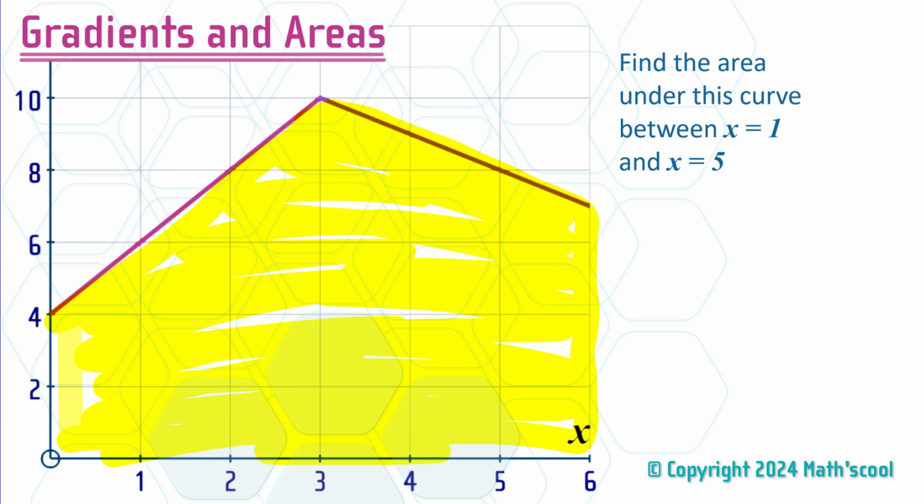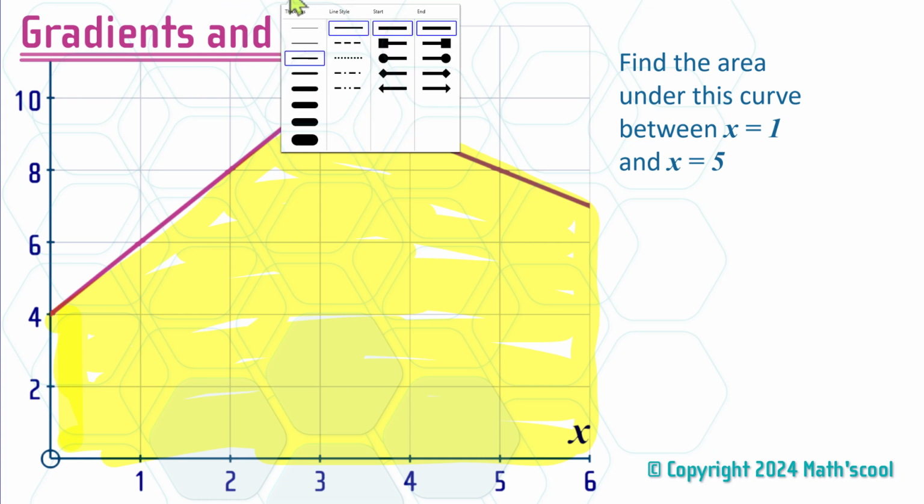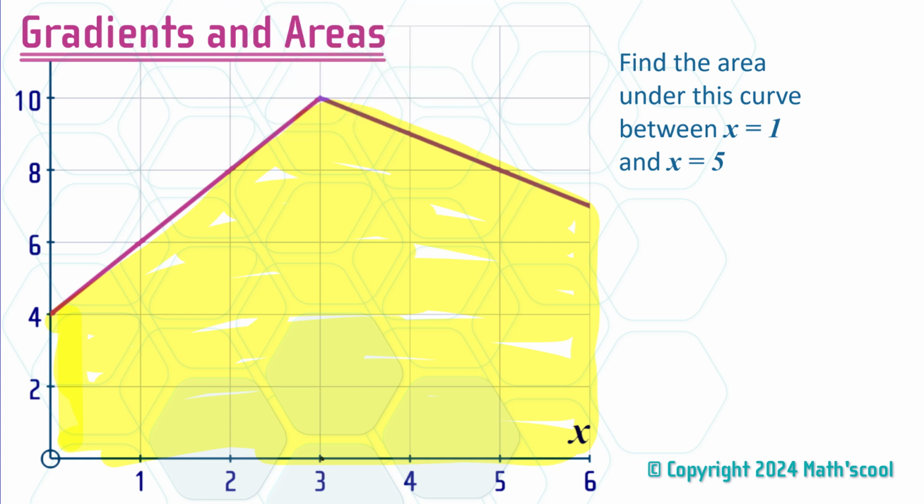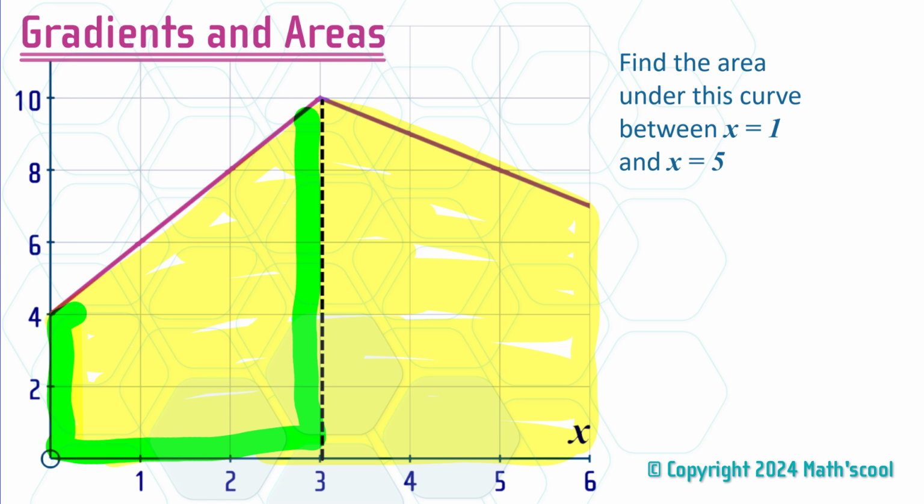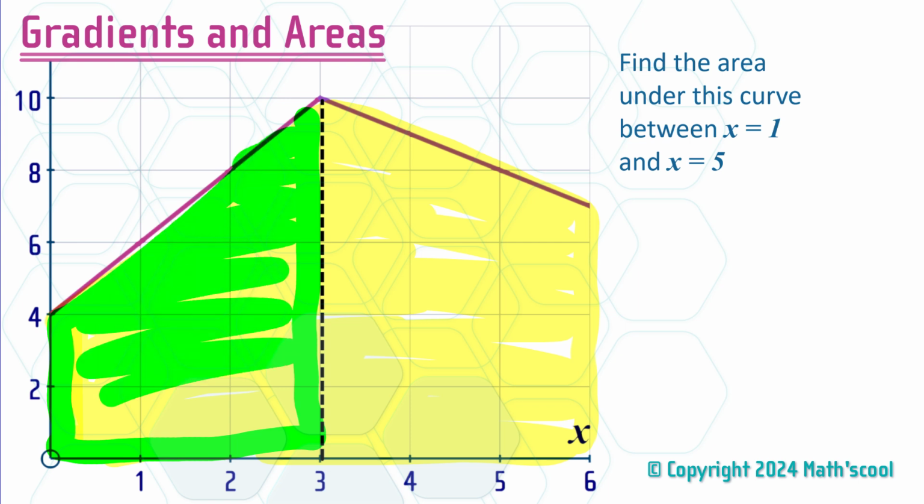And what I'm going to do is divide that up into two bits. I'm just going to cut it here. I'm going to use a dotted line just to show I'm cutting it there. And the reason is that each side is now a trapezium. So this is a trapezium here, and so is the other side a trapezium.